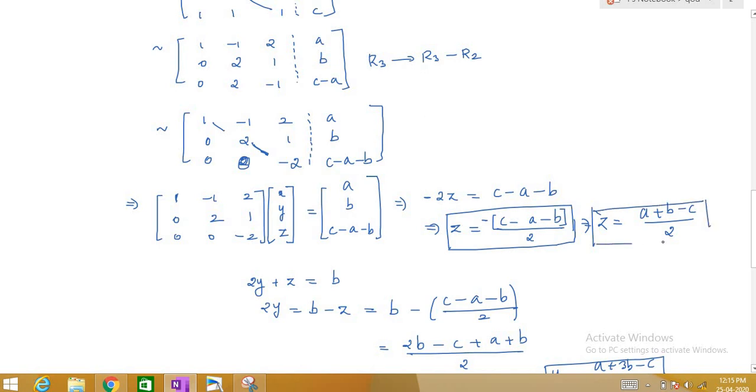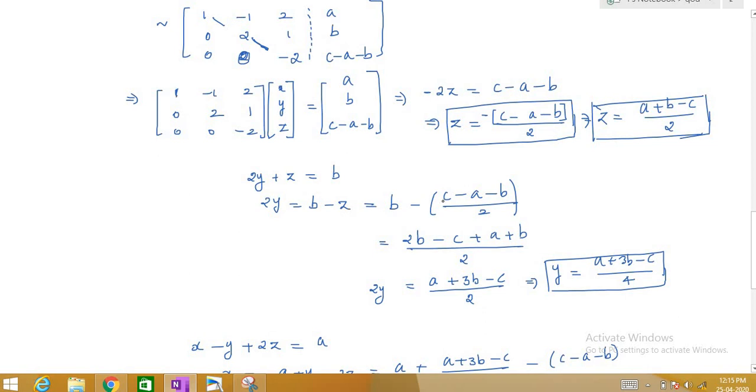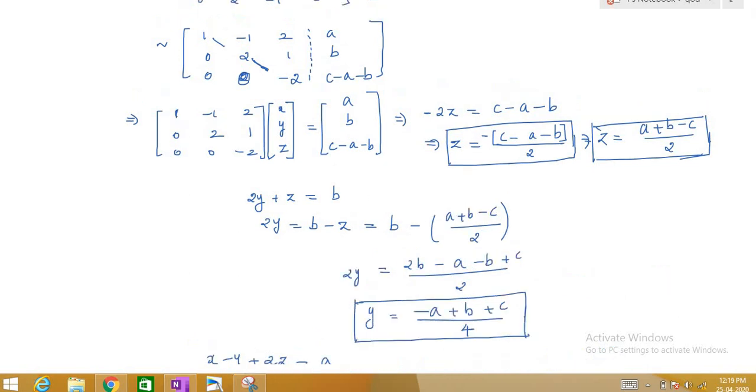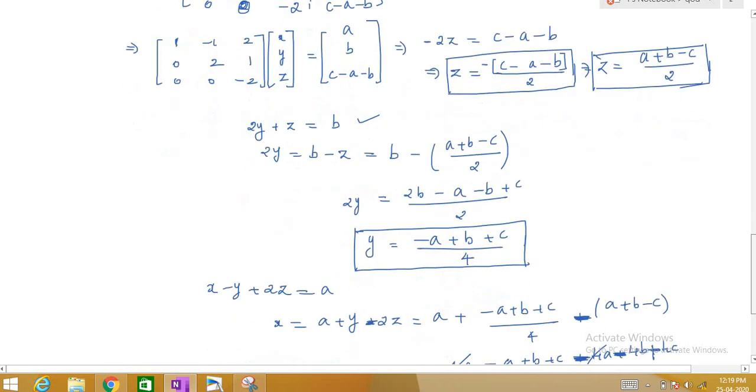So you have to be very careful doing the calculations. So here also it will be changed, yes, so we have z is equal to a plus b minus c by 2. So I'm just finding y and z. These are very easy parts. You just solve the second equation. So it is 2y plus z is equal to b. If you do that, 2y is equal to b minus z. I'm just substituting the z value, a plus b minus c by 2. So we get y as minus a plus b plus c by 4.